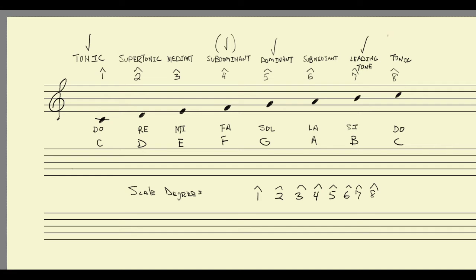If I go 8, 7, 6, 5, 4, 3, 2, and then I don't go all the way back to 1, notice again, it feels unfinished. It feels like I haven't gotten to where I need to go until I go back to 1. It's almost like there's a certain gravity to scale degree 1 or to scale degree 8. It's pulling all the other notes to it. Same thing going down.